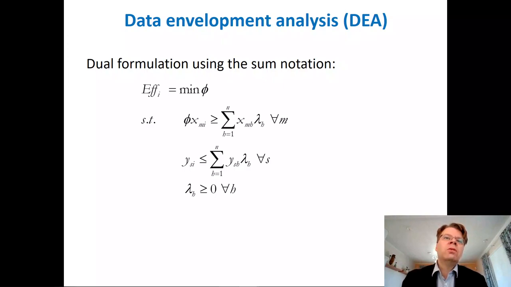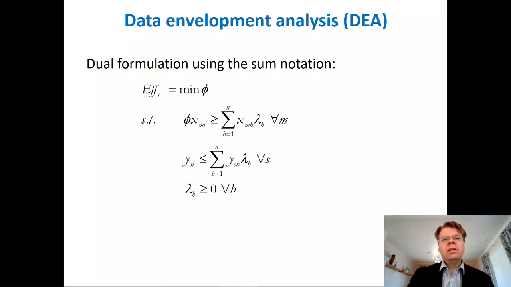Then for each output variable also, we form a benchmark as the linear combination of the outputs of all other units. In the basic DEA formulation, when I say other units, this index h actually also includes the unit i under evaluation. So it is possible to use its own output and input values in the benchmark. And this is actually what happens when the unit is 100% efficient: lambda h is equal to zero for all other units, and only lambda i, the lambda corresponding to the unit under evaluation, is equal to one. So in a sense, the efficient units are evaluated against their own performance.